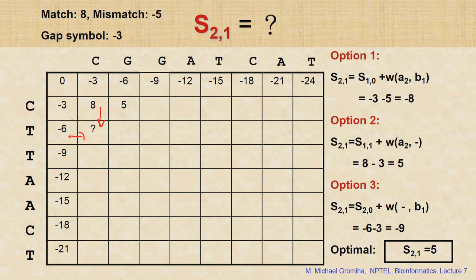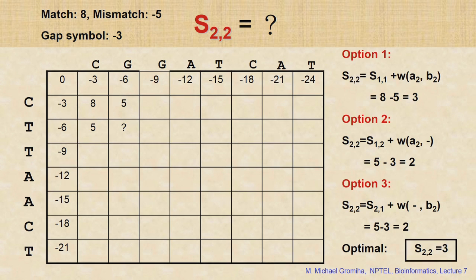These are the options: minus 8, plus 5 and minus 9, right. So, the maximum is 5. So, you put 5 here. Fine. This one quickly: 5 minus 2 equal to 3, here 5 minus 3 equal to 2, 5 minus 3 equal to 2, and here 8 minus 5 equal to 3 because of mismatch. So, this is the maximum, so we put 3 here.